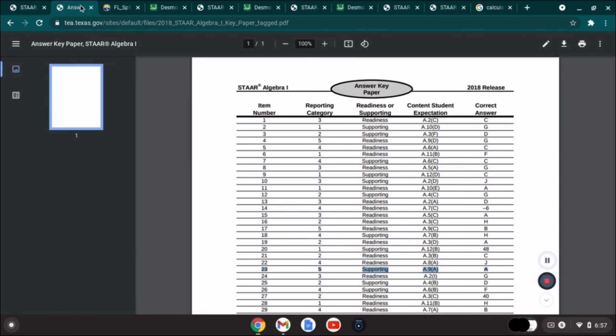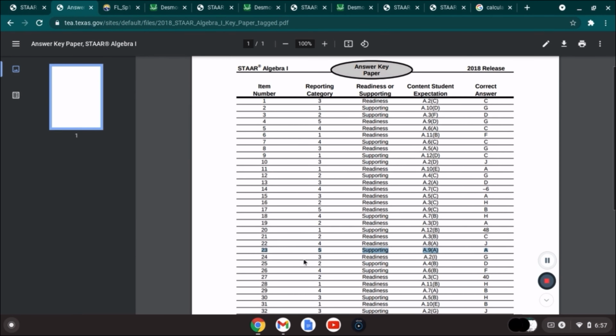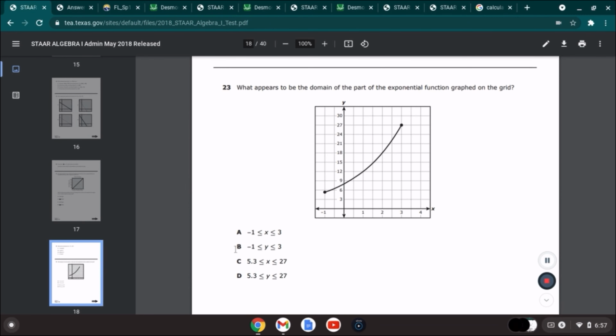If we go to the answer key, go to question 23, we see that A is indeed the answer. Now, why did they put C? C is not the correct answer, but at times I'm curious. So we see that it's not C because we see it's 5.3.